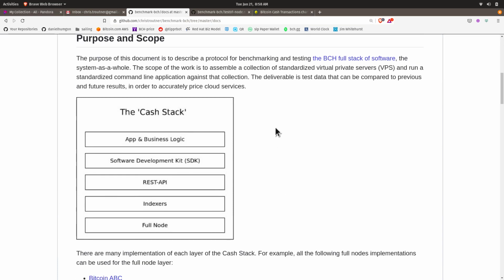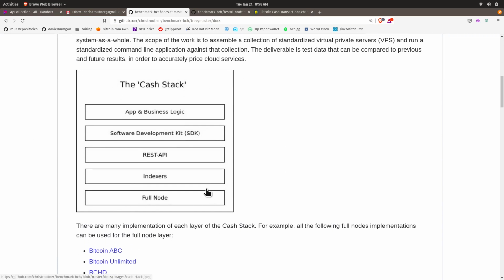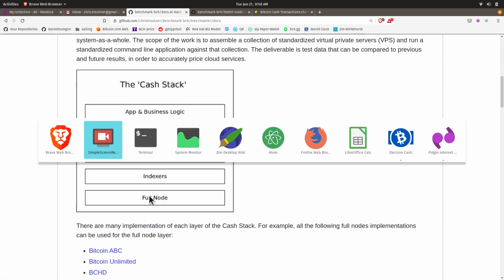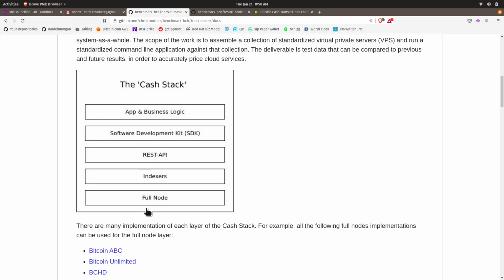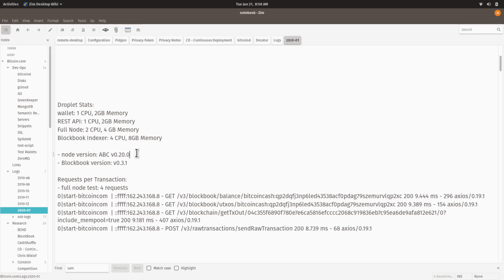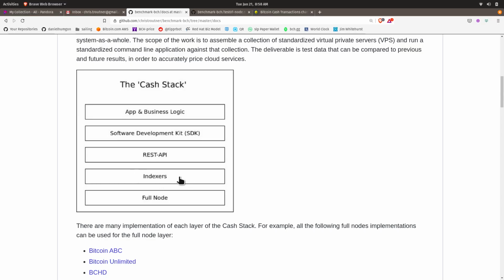This is the cache stack. This is what we're testing today. For the full node, I am using ABC version 0.20.0, which is a little old, but it's functioning okay. And Blockbook version 0.3.1 is what I'm using for the indexer. BCH API is what I'm using for the REST API, but it's basically a fork of rest.bitcoin.com, so it's essentially the same thing.